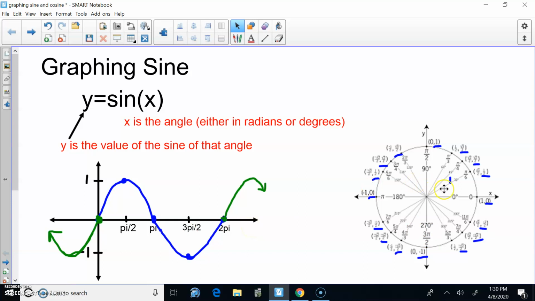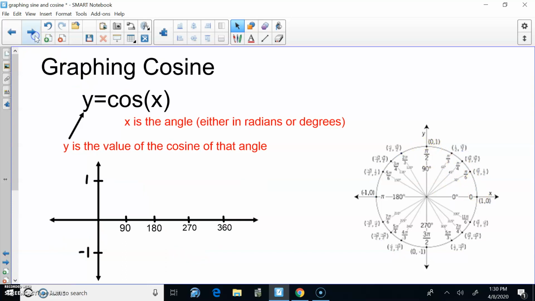Just make sure if you're using a graphing calculator or Desmos, you need to make sure you're in the correct mode, and you can click the wrench up in the top right for that. But that's basically how you graph sine. Graphing cosine, instead of worrying about the y values and how high up we are on the unit circle, we're going to be looking at the x values.